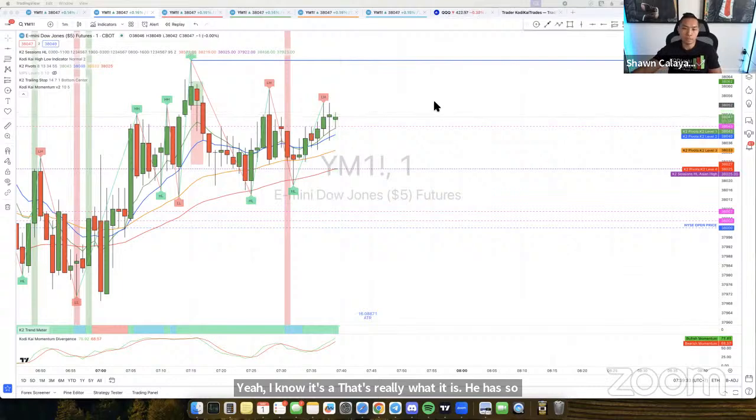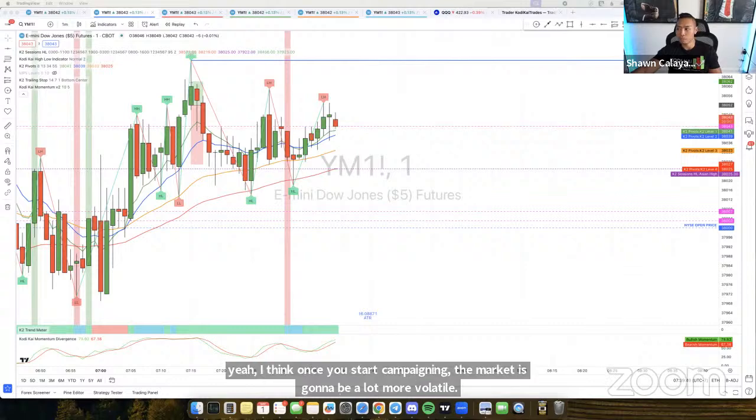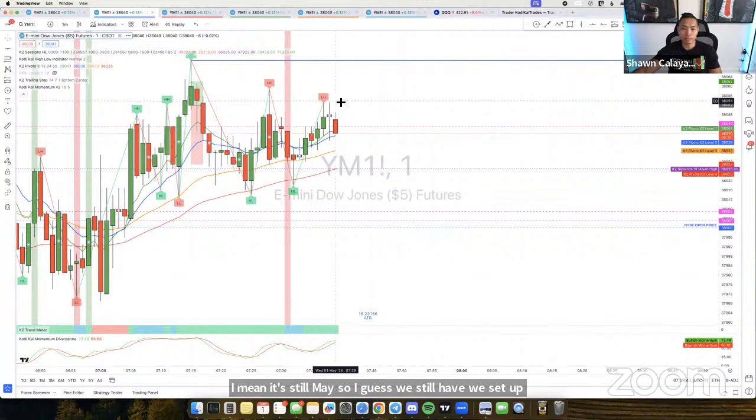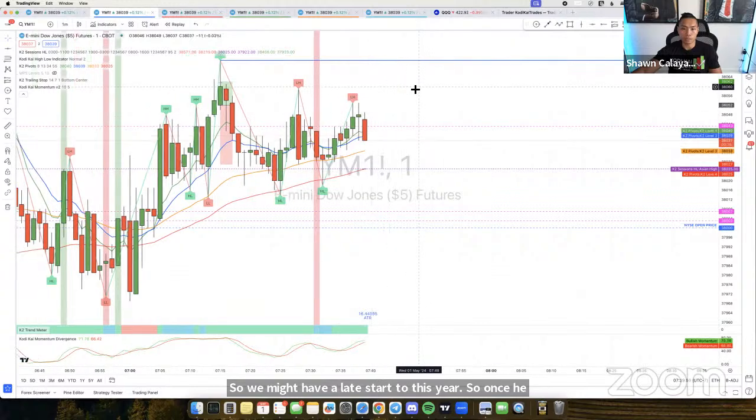But yeah, I think once he starts campaigning, the market's going to be a lot more volatile. I mean, it's still May, so I guess we still have quite a bit of time from now until November. So we might have a late start to this year. So once he starts campaigning, probably in the summer, the market will start to move a lot more volatile.